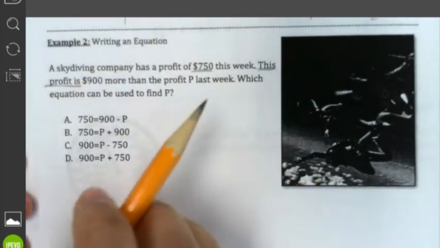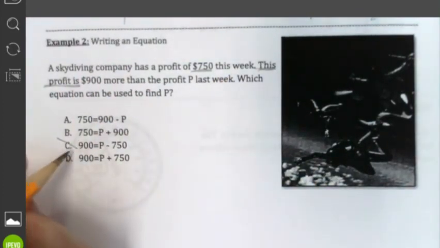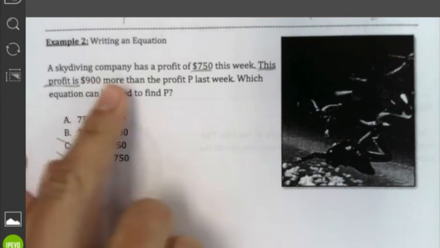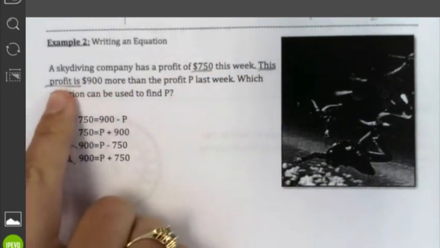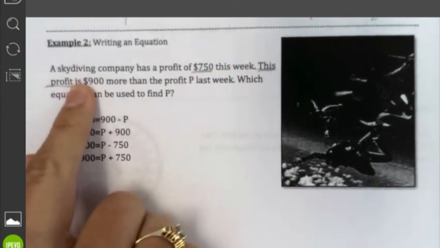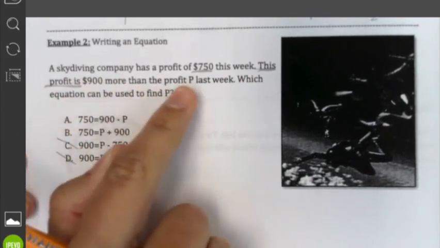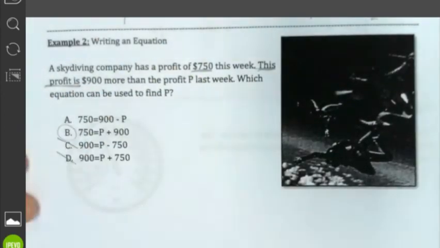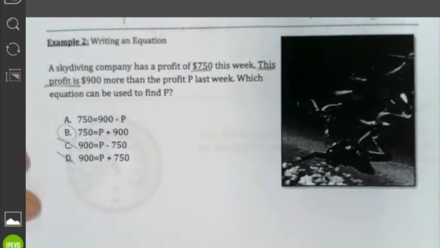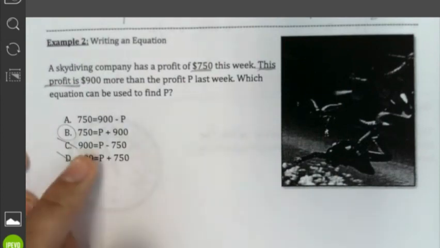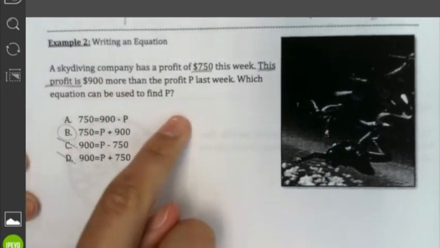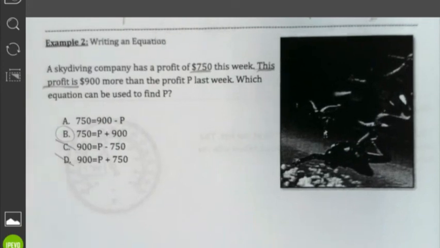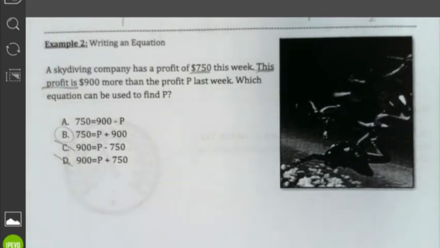is equals, so I know A and B are my only options because I need 750. This profit, 750, equals 900 more than P. So I'm looking at this. 900 more than P gives me B as the correct answer. So this is the equation that can be used to find the profit P from last week. And that is the end of our one-step equations using addition and subtraction with negatives notes.